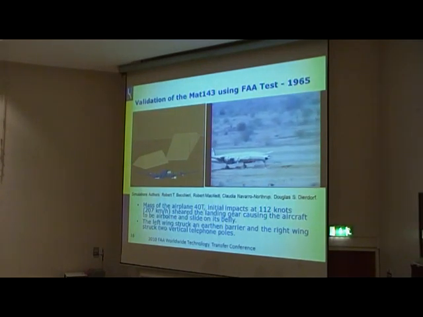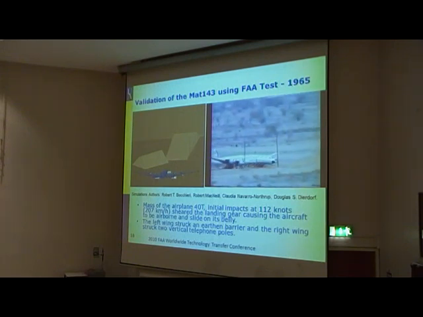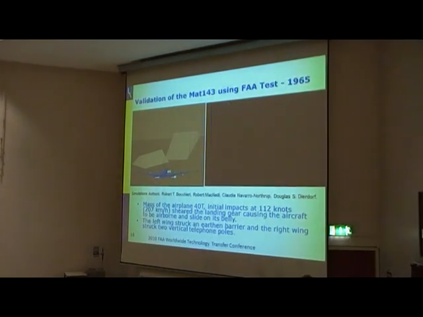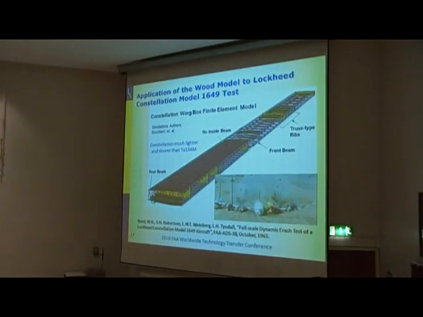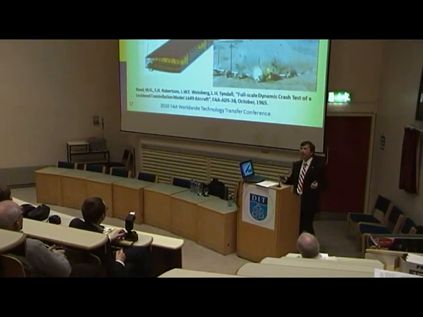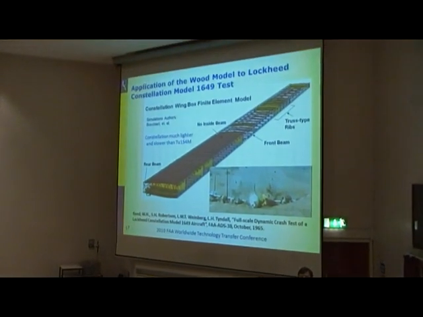You can see the Constellation airplane, which is much older. This test was done in '65, and two electric poles are cut by the wing of this airplane. The airplane, incidentally, is much lighter, half the weight of the Tupolev, and therefore, as anybody who designs airplanes knows, you design wings according to the velocity of the airplane and its weight.